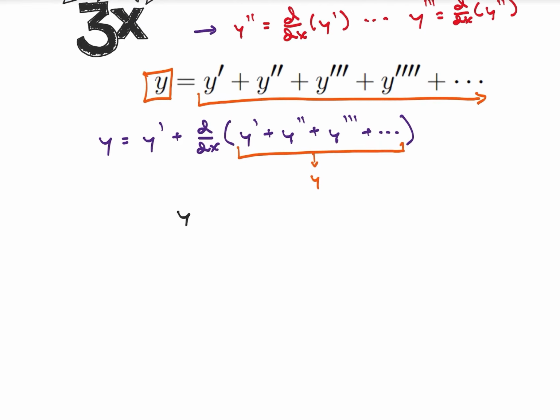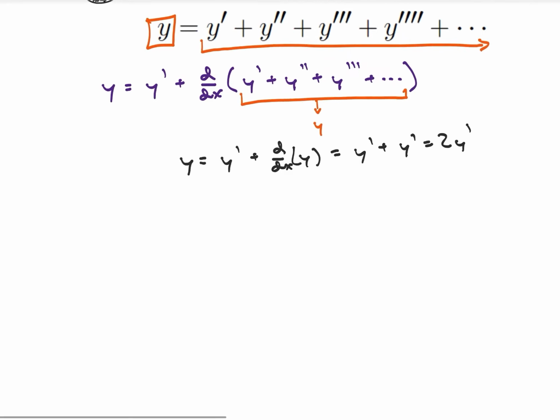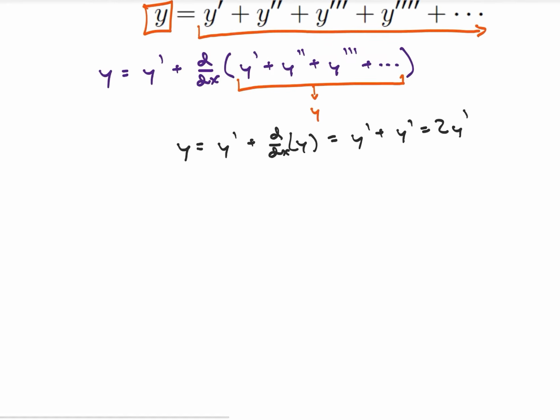So I can rewrite my expression now as y is equal to y prime plus d/dx of y, which is just y prime plus y prime, which is 2y prime. So my expression that I actually have to solve, my differential equation, is just y equal to 2y prime, which is 2 dy/dx.